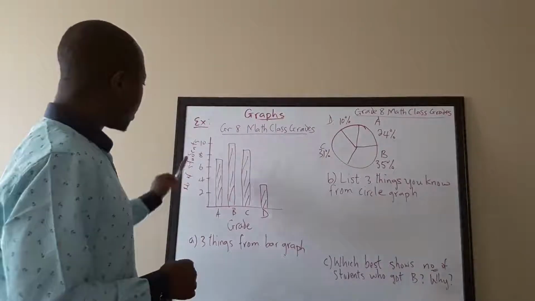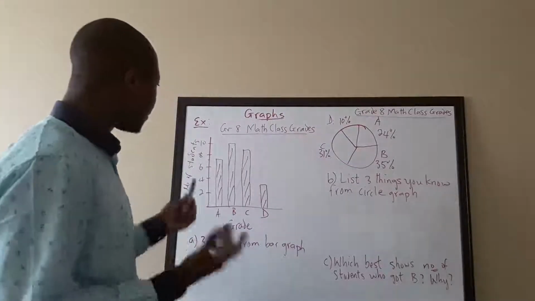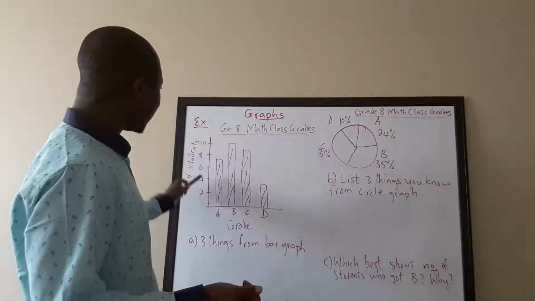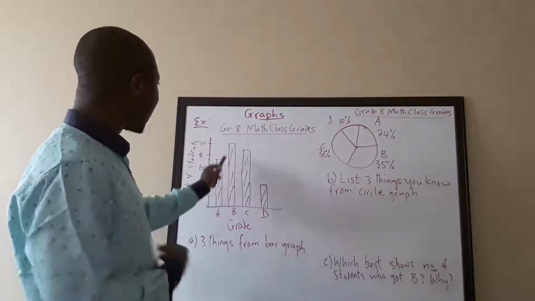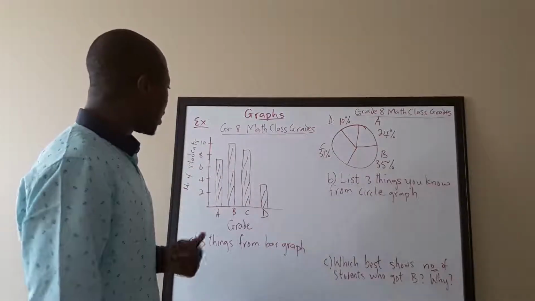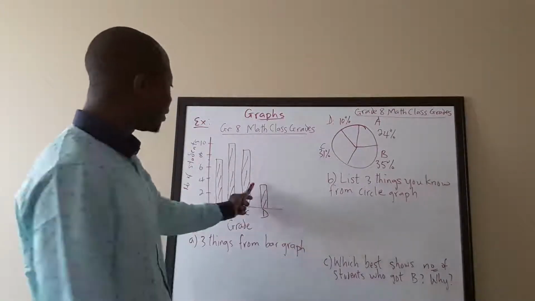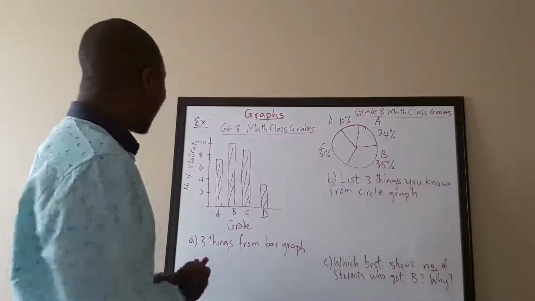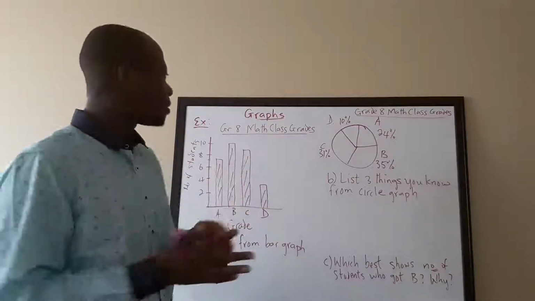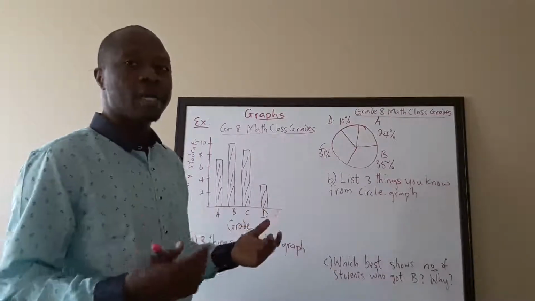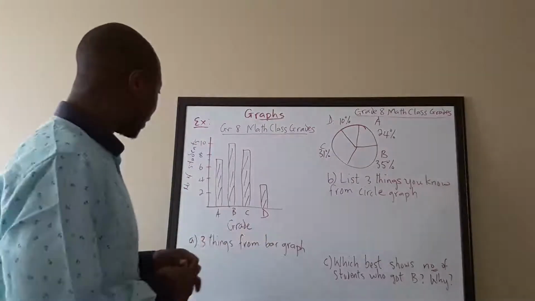Well, let's see. There are so many things we can show from the bar graph, but let's just choose some. For example, I can see that 7 students got a final grade of A. I can show that 10 students got a final grade of B. I can show that 9 students got a final grade of C. I can show that 3 students got D, for example. I can show that the grade with the highest number of students is B. I can show that the grade with the lowest number of students is D. So those are some that I can show here.